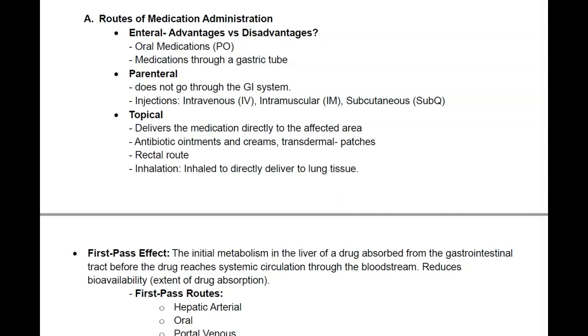Rectal route, so that can be topical as well. Again, it doesn't go all the way to the digestive system. Instead, it gets absorbed in that local area. Another form of topical medication is through inhalation. So if you give somebody nebulizer treatment, that's still considered topical. In inhalation, the medication is inhaled directly to deliver it to the lung tissues.